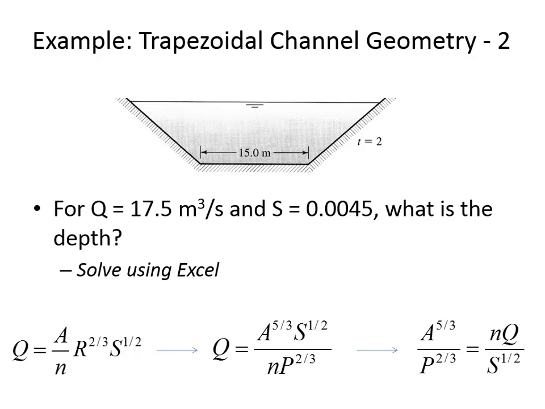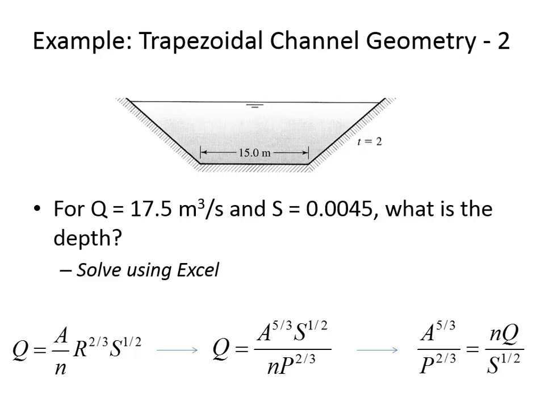Okay, so trapezoidal geometry continued. We love trapezoidal geometry, right? So we have a channel that has a bottom width of 15 meters. This is the one we did previously. It had a bottom width of 15 meters, and the side slope is 2 to 1. The horizontal component is 2, the vertical component is 1. So let's say we've got 17 cubic meters per second going through there, and we know the channel slope is 0.45%. So what is the depth?